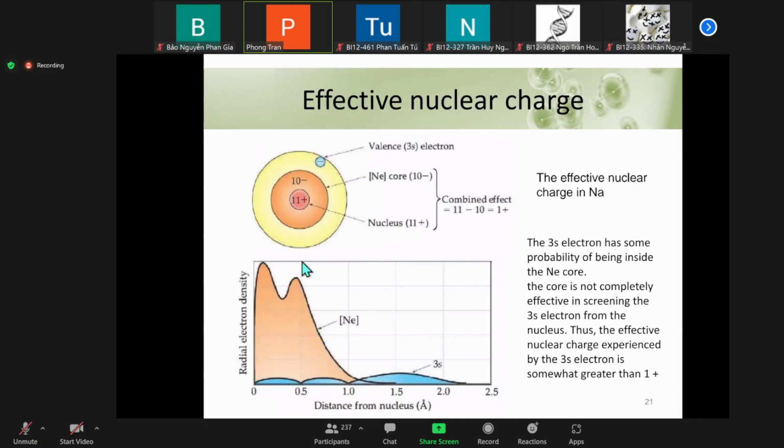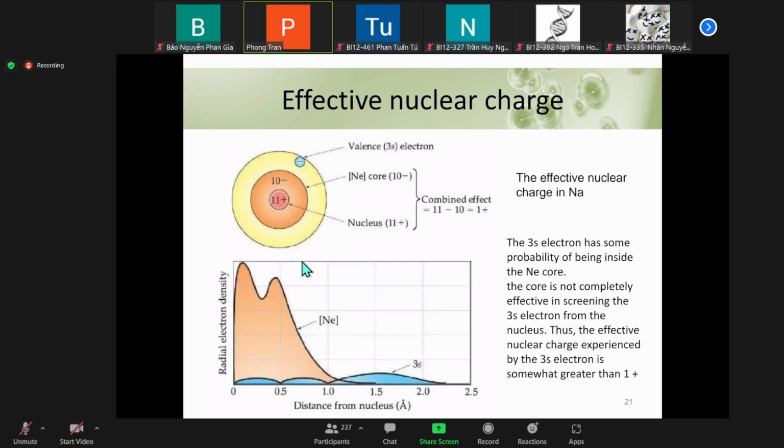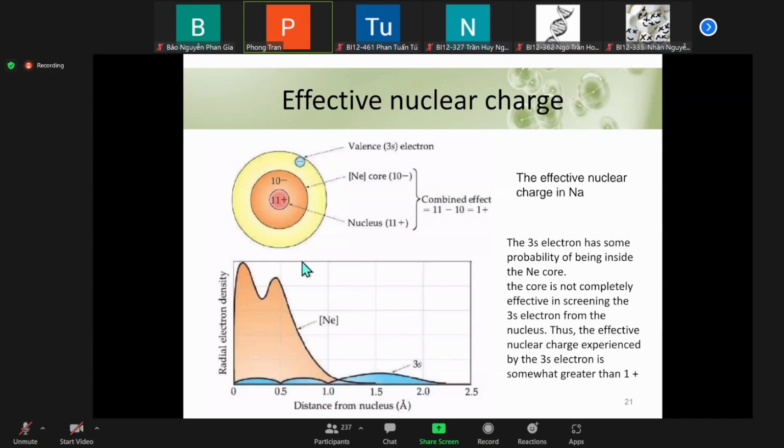For example, if you take sodium, you have 11 electrons. You have 10 electrons in the core, because the sodium electron configuration you can draw like neon and 3s1. So the outer layer electron will be the 3s electron, and inside you have 10 electrons. And sodium has atomic number Z equal to 11. That means you have 11 positive charges.